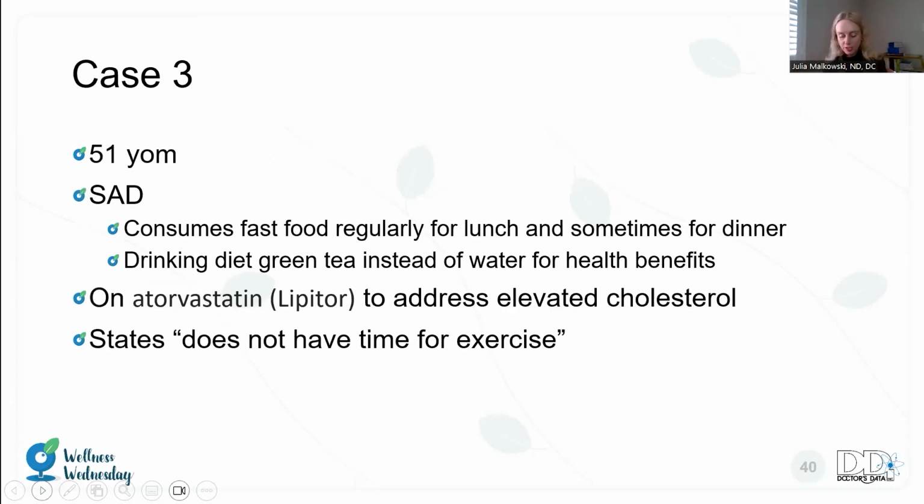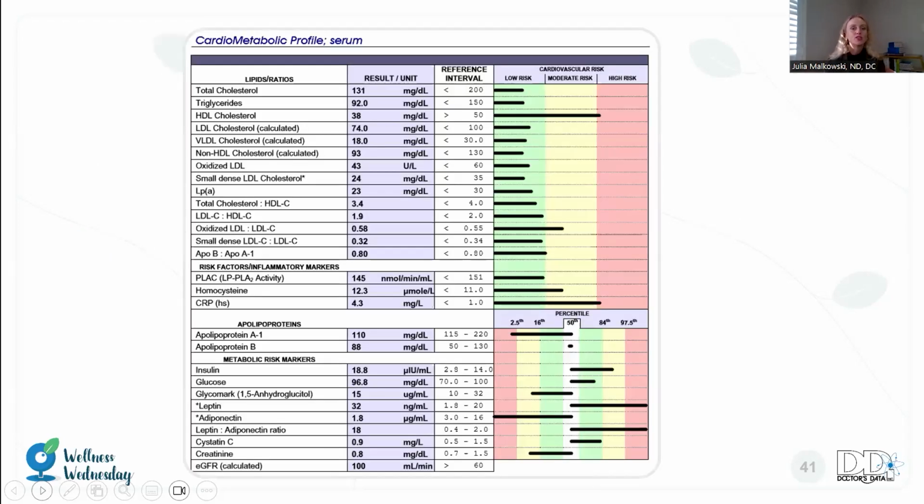All right, our third case is going to be a 51-year-old male that is on the standard American diet and currently on Lipitor. This individual states that he does not have time for exercise. Let's take a look at this report. So for this individual, we can clearly see very low lipid values, and that makes sense because the patient is on that medication. That medication's working, so that information is there. The HDL is a little bit low, so we certainly want to increase that.